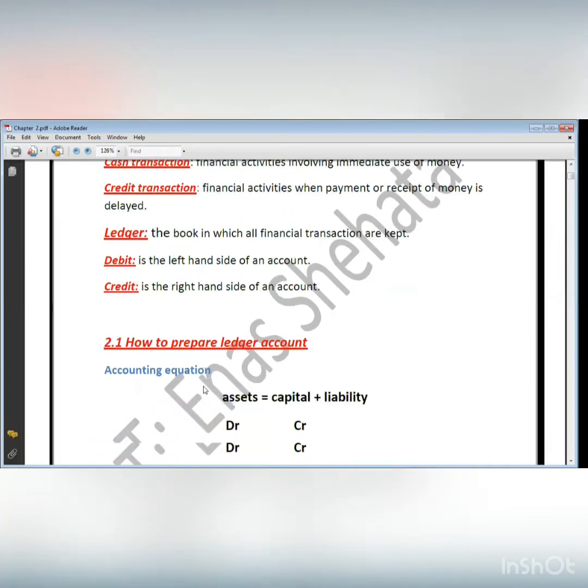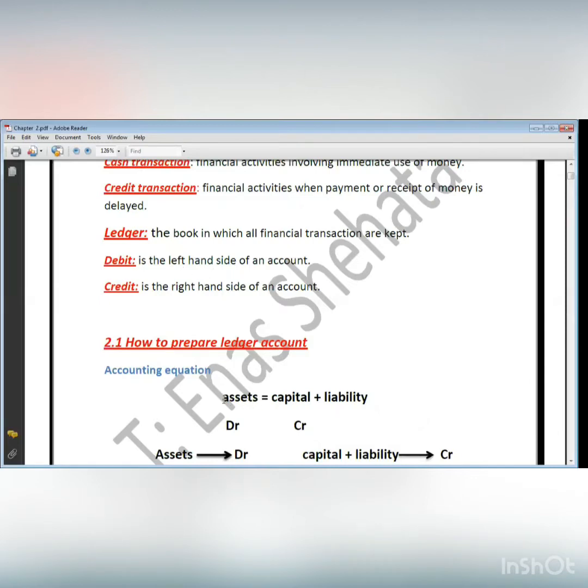So now, we said we have something called the accounting equation. The accounting equation says that assets equal capital plus liabilities. So this side, which is assets, the left-hand side, I will call it debit, which means any assets I have have a debit balance. Actually, the abbreviation of debit is DR. In the word itself, debit, there is no R in it, but the abbreviation is DR. So debit is the left-hand side of the account.